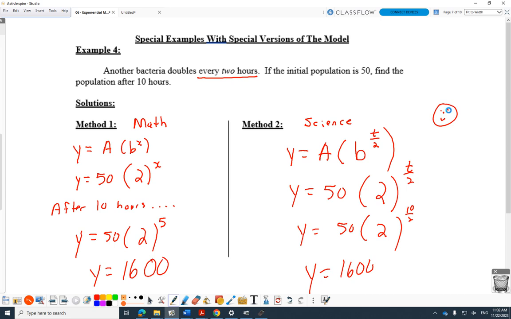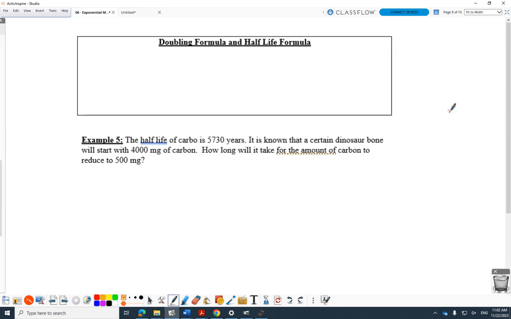Here it is, formally. Doubling and half-life formula. If it says doubling, you can use this formula. Y equals A times 2 to the t over d, where d is the time to double. That will make your life a little bit more convenient to know that version of the formula. The base is already given this time. Time's already filled in. The A is still the initial amount. Pretty nice little formula. It works for half-life too.